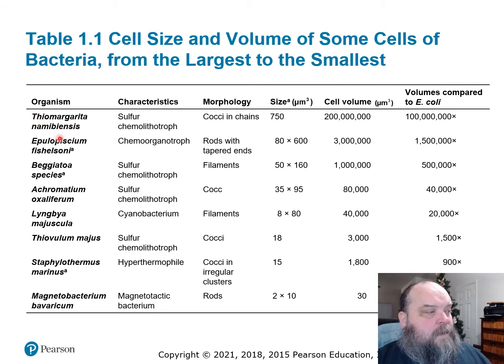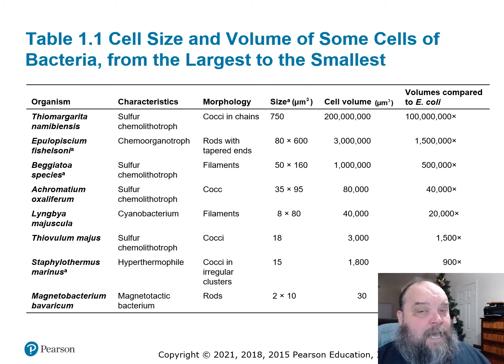Thiomargarita namibiensis is 100 million times bigger. This is one they supposedly claim can be about the size of a grain of rice. Haven't actually seen it. I've seen pictures of what was purported to be a prokaryote. I don't know. We'll see. Maybe one day. But things can get big. Not every bacteria is going to be small. These are exceptions to the rule.